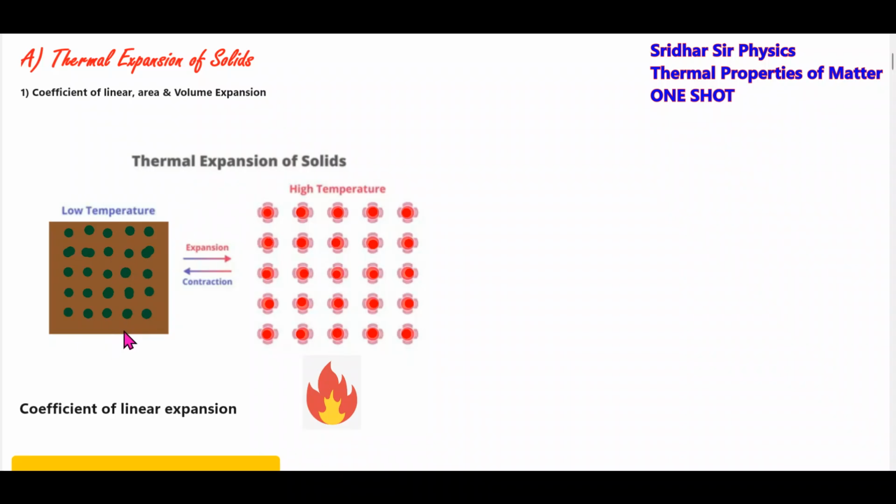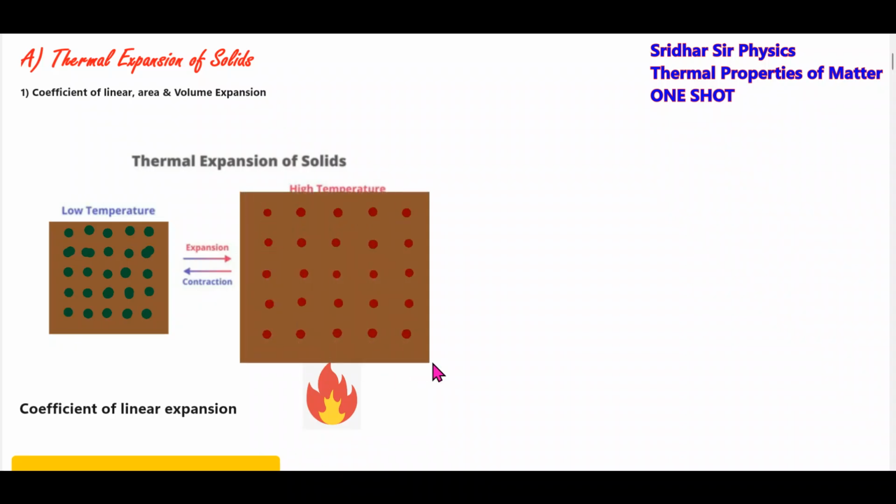Here I'll increase the temperature. Then the body will start expanding. The body will expand like this. What will happen to the distance between atoms? It starts increasing. Similarly, when I supply heat, it starts expanding here. So this was the basic idea of thermal expansion. Initially, the distance between atoms is say some x1.